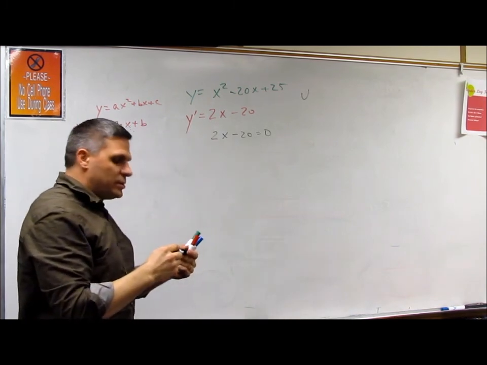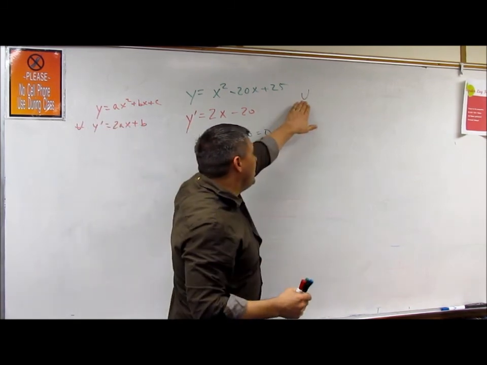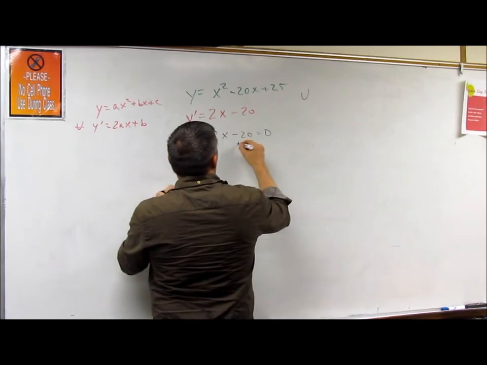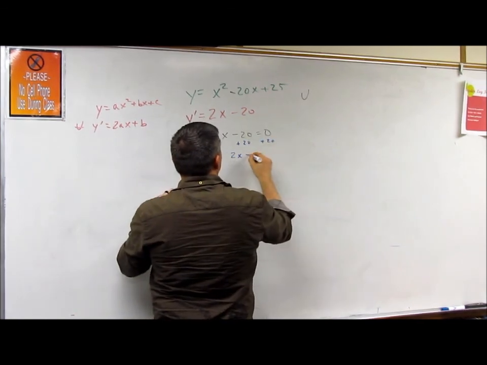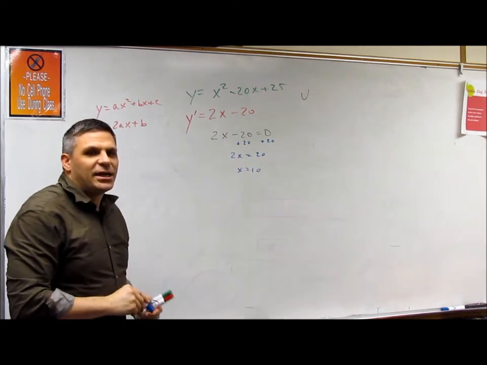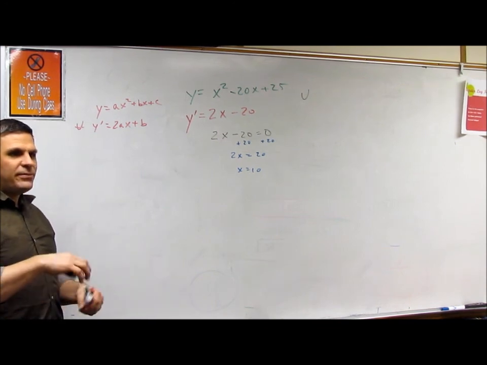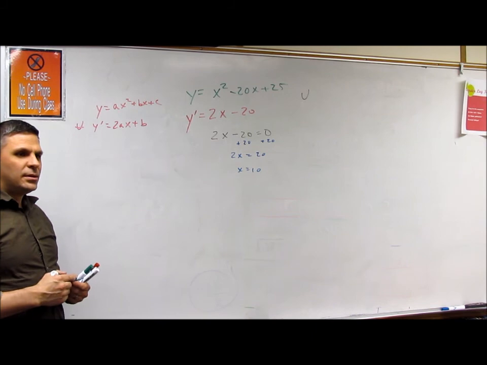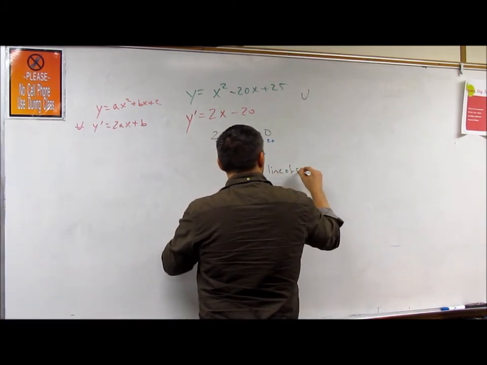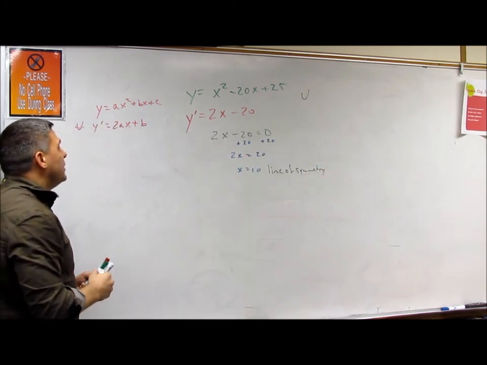It's really important, because we're finding the zero slope of the equation. In this case, we're finding the minimum value. Plus 20, 2x equals 20, x equals 10. Great. What's another name for x equals 10? The line of symmetry. Good.